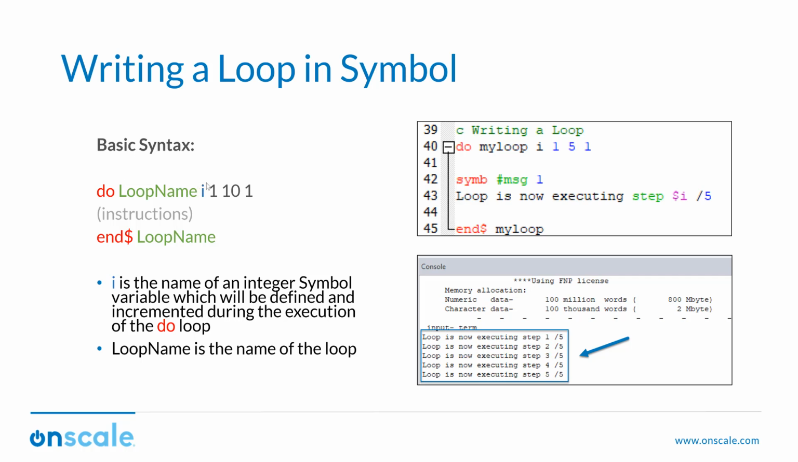Then you give it an integer variable. Here I call it I, but it can be anything, which is an integer. So remember the rule to define a variable. And then the start of the variable, the end of the variable, and the last is the increment. If the increment is 1, the I integer will go from 1 to 10, 1 by 1. If it is 2, it will go 2 by 2, etc. And then in between, you put whatever you want.